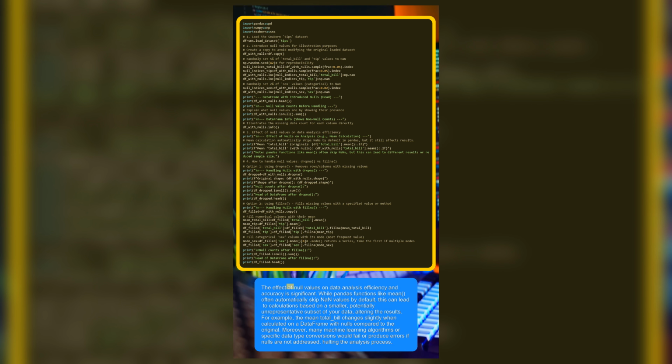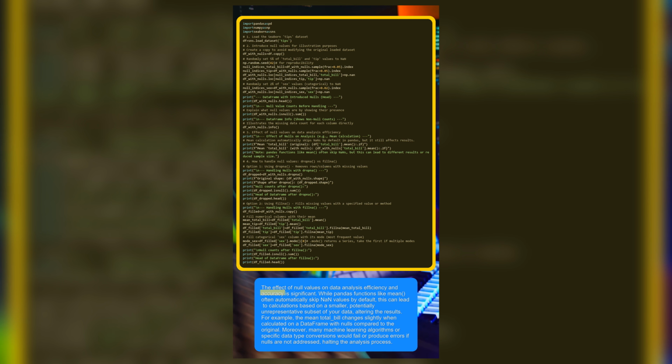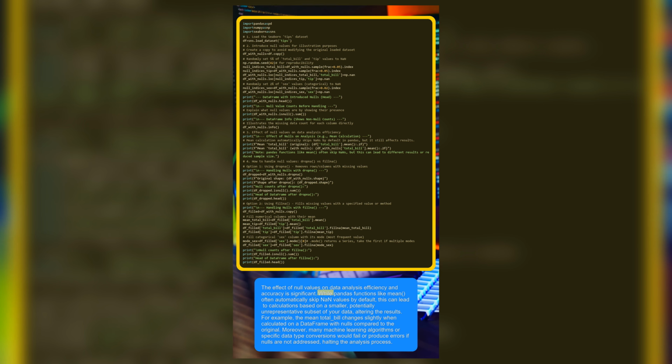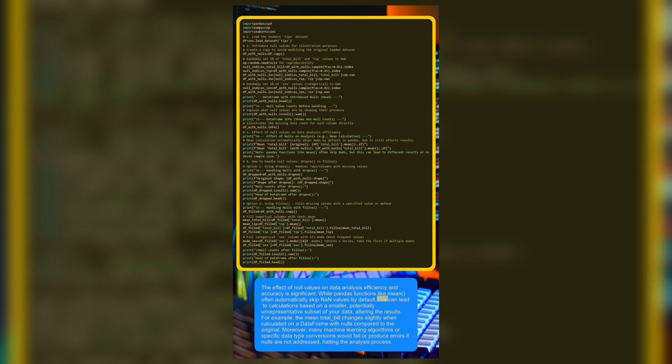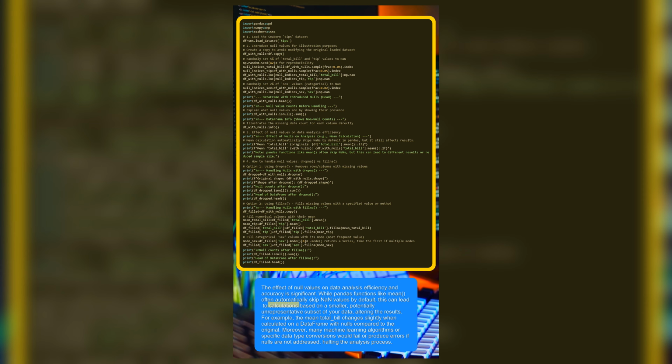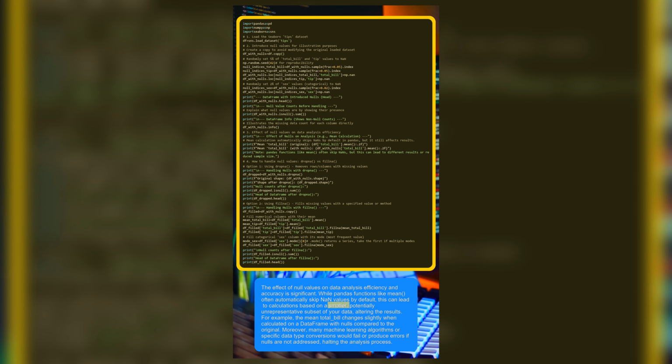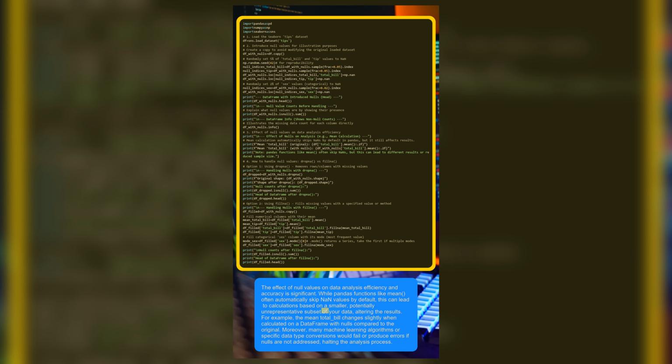The effect of null values on data analysis efficiency and accuracy is significant. While pandas functions like mean often automatically skip NaN values by default, this can lead to calculations based on a smaller, potentially unrepresentative subset of your data, altering the results.